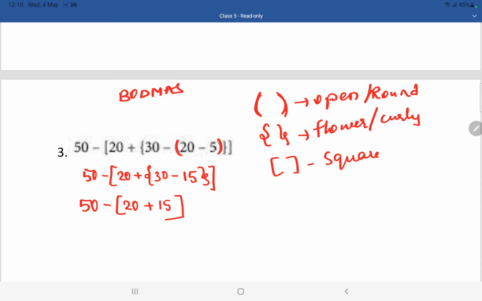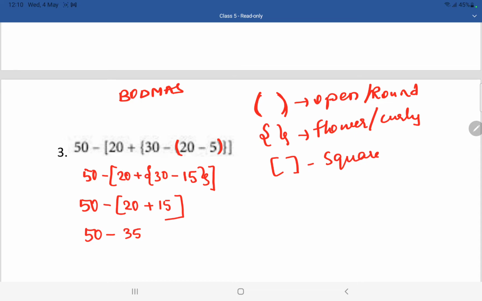Now children, the last brackets that I have is square brackets. I have to solve the square brackets. 50 minus, what is 20 plus 15? It is 35. Now the brackets are completed. All the three brackets I have completed solving.